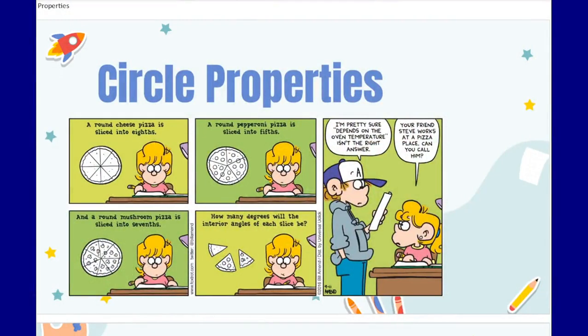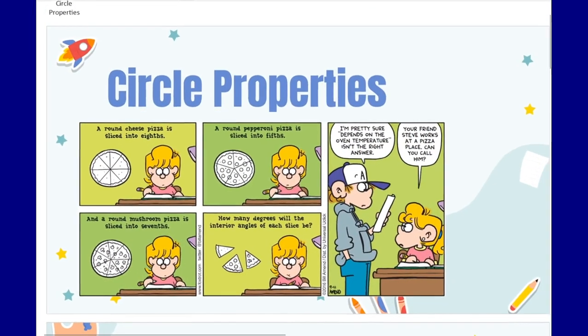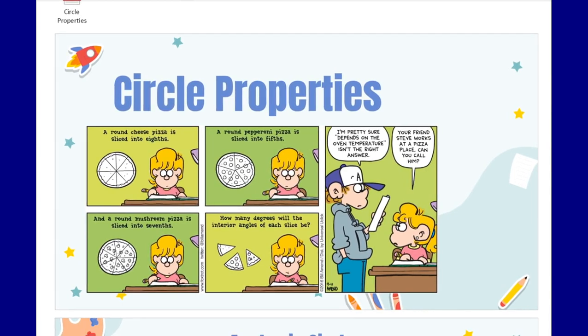In today's lesson, we are going to be looking at some circle properties. So we're just going to be looking at some of the geometric properties that can come into play when looking at circles, specifically with some angles.